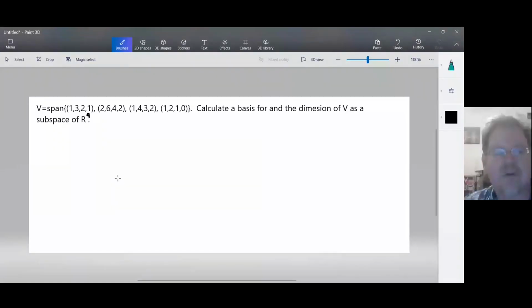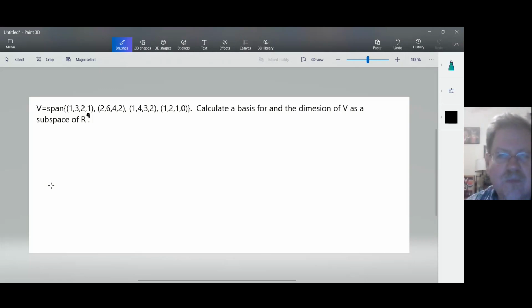Okay, so we've got another problem for you here. Here's one where we have a vector space. Well, what we have is a subspace of R4. So V is the span of these four vectors. And we're asked to calculate a basis for and the dimension of V as a subspace of R4.